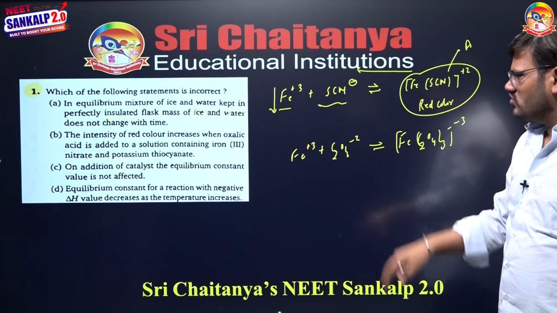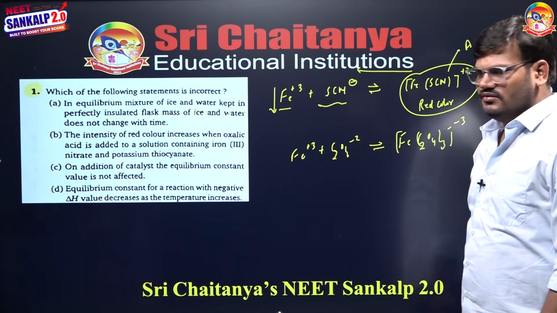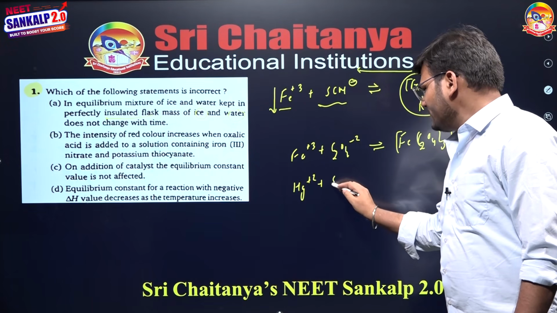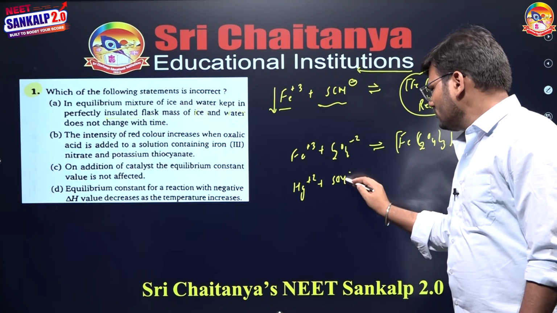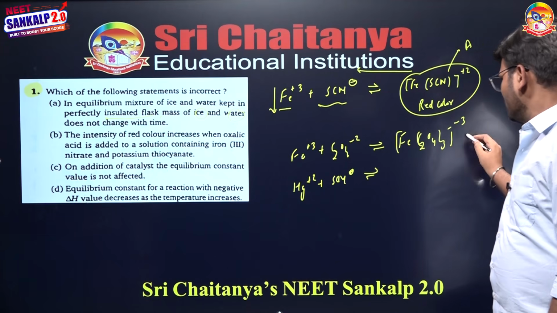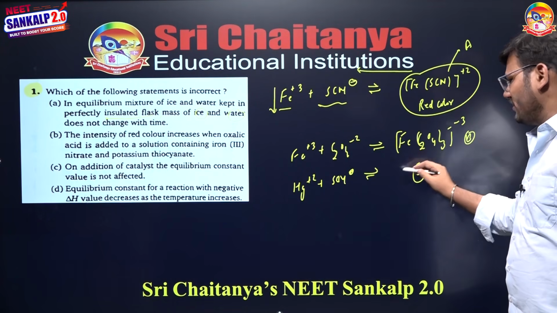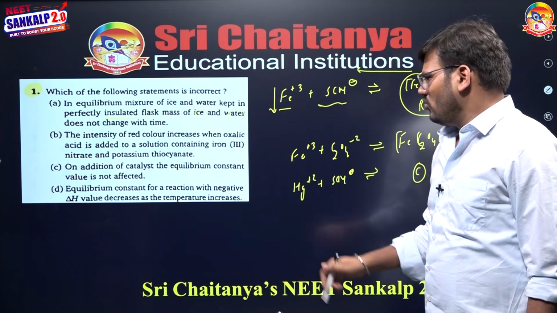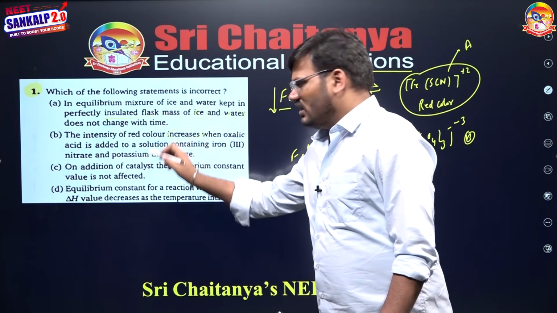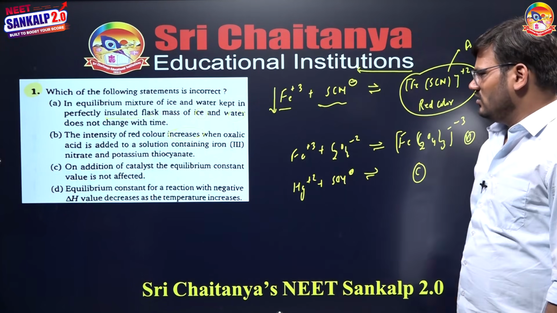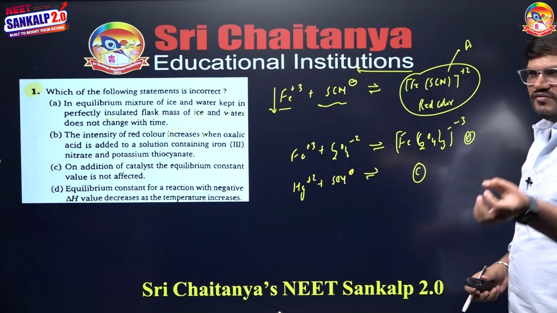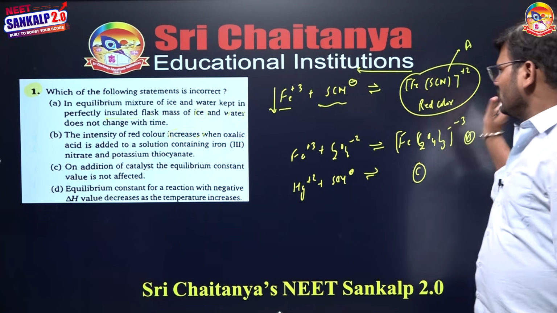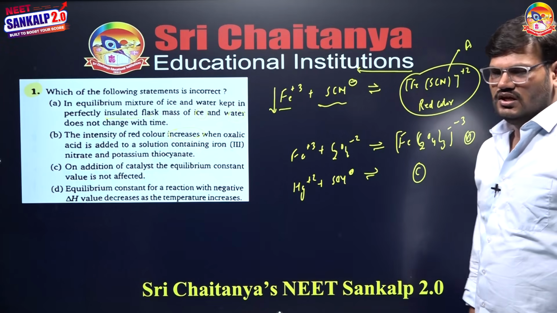And they have given also one thing, that if you take Hg2+, it reacts with SCN minus to form a complex. So this is the B complex, let's say it will form a C complex. Then also the intensity of this red color will decrease. It will not increase, it will decrease. Okay. So as we are adding something which will be removing the reactant, as the concentration of reactant is decreasing, this equilibrium will shift into the backward direction.